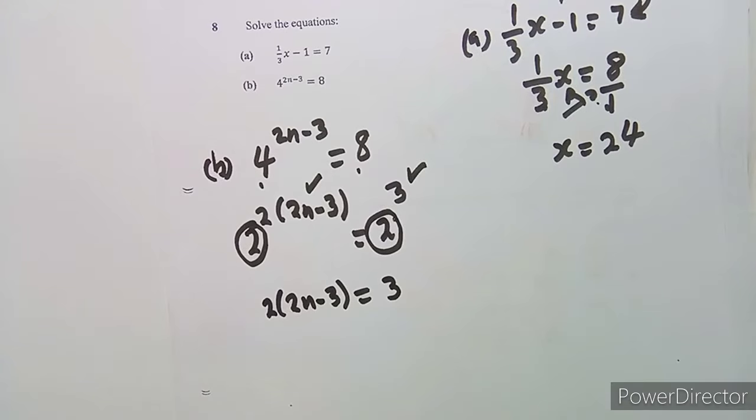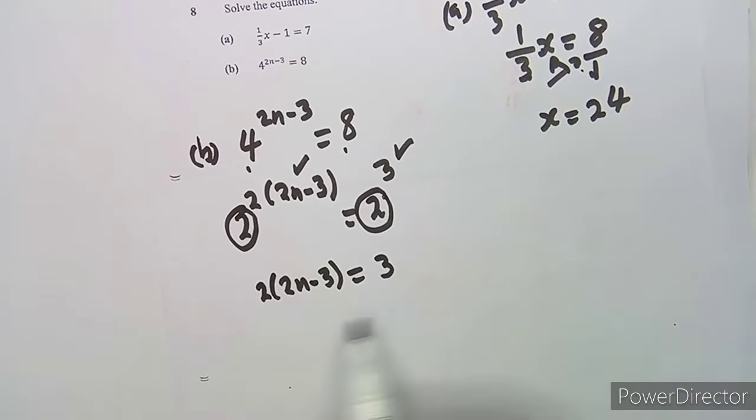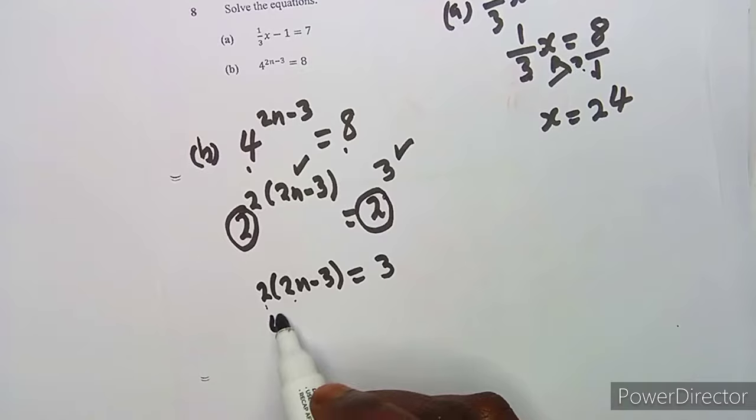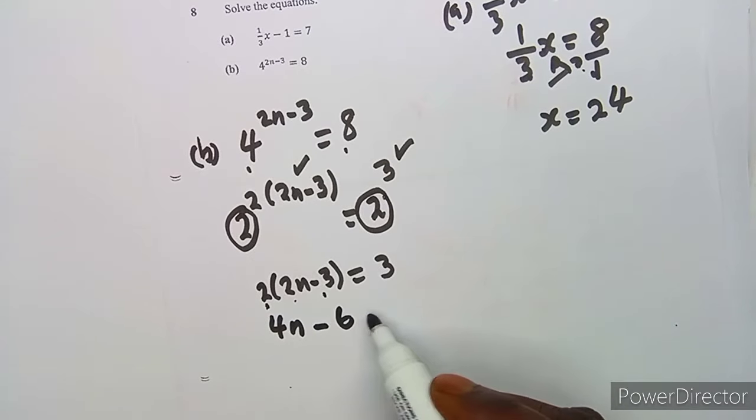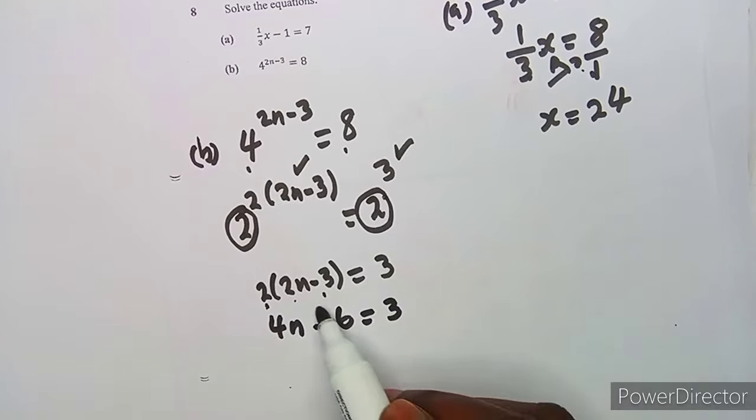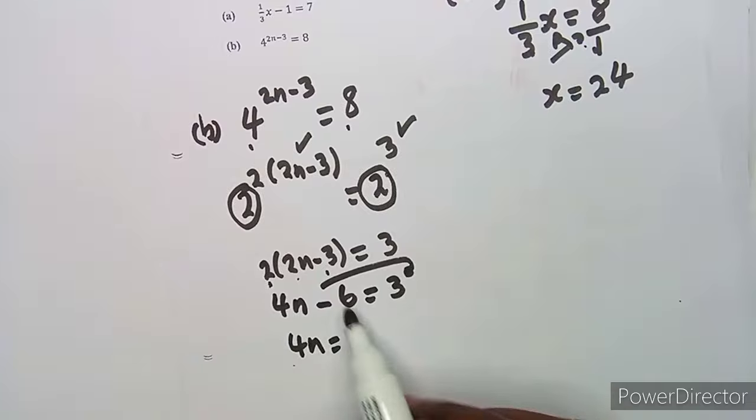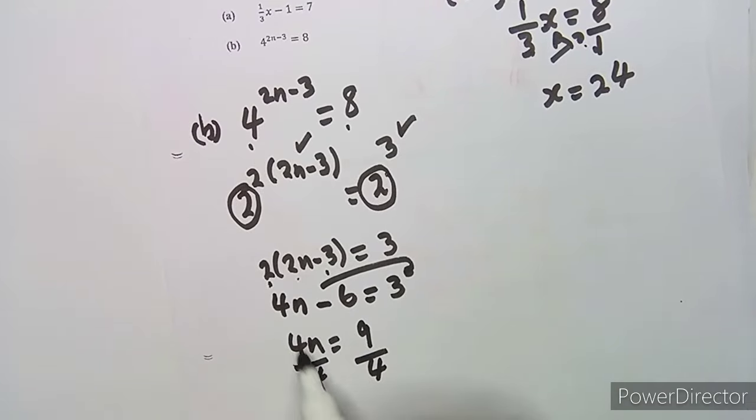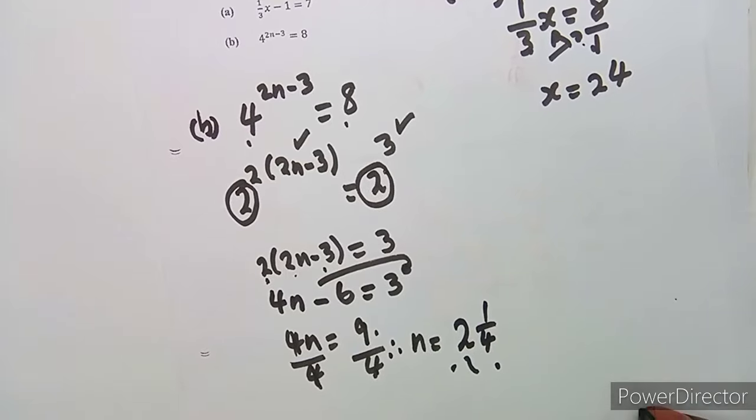So you are now back to a normal equation that you are used to, where you have to expand brackets, collect like terms. So 2 times 2, 4n, 2 times minus 3, minus 6, which is equal to 3, and transpose this is going to be a plus. So 4n is equal to 3 plus 6, which is 9. So divide by 4 by 4. Our n is going to be equal to 4 into 9, that is 2, remainder 1, so 2 and 1 over 4. So guys, you just cross check.